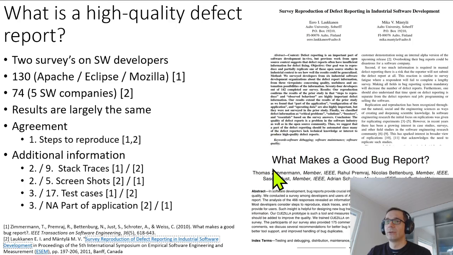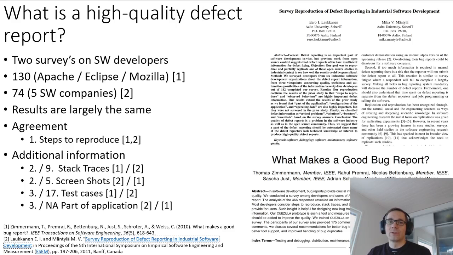The study that is here on the lower, what makes a good bug report, was done first, and then the above study was a replication of that lower study. So they both investigated the same thing. In the first study, in the lower one, there were 130 valid responses from software developers. They came from open source organizations, Apache, Eclipse, and Mozilla. And in the later survey, there were 74 responses, and they came from 5 anonymous software companies that developed closed source software projects. The bottom line of the survey is largely the same.